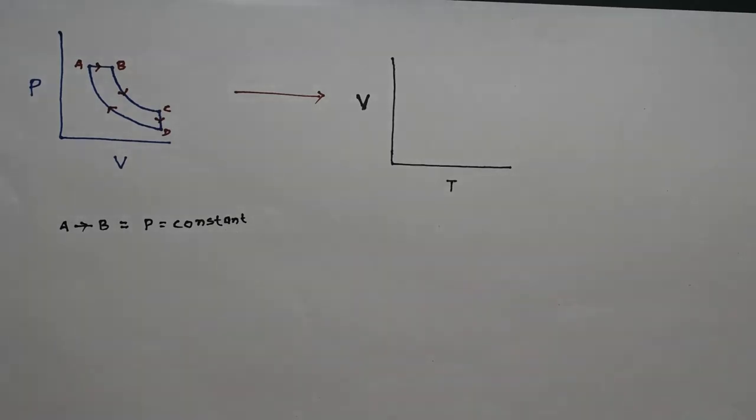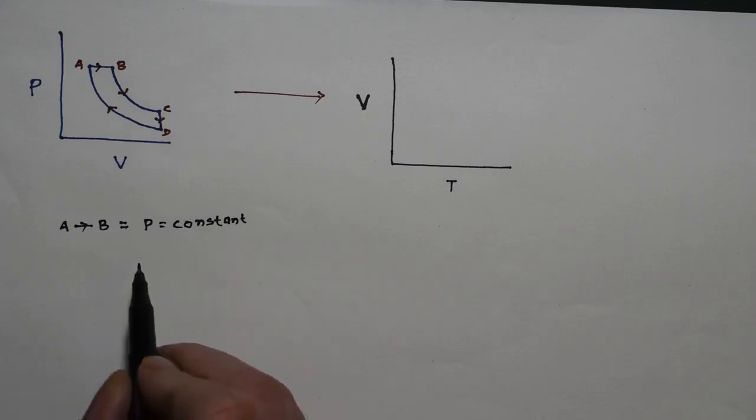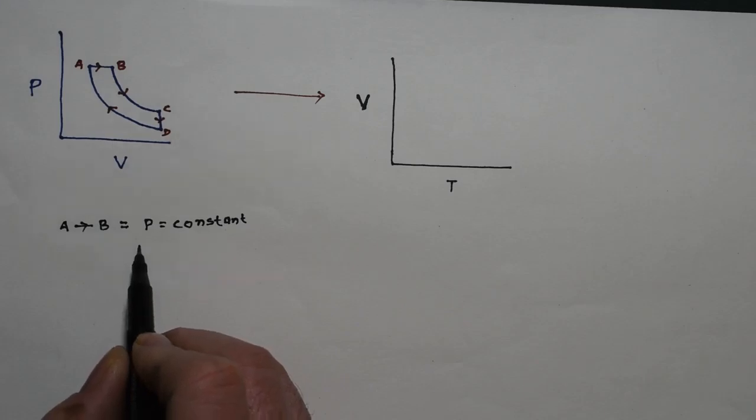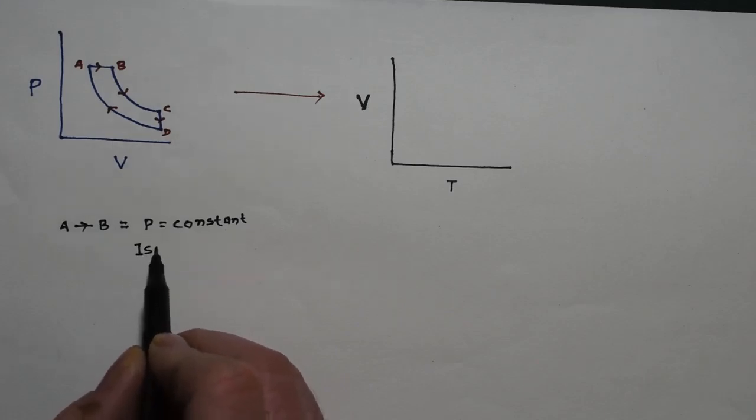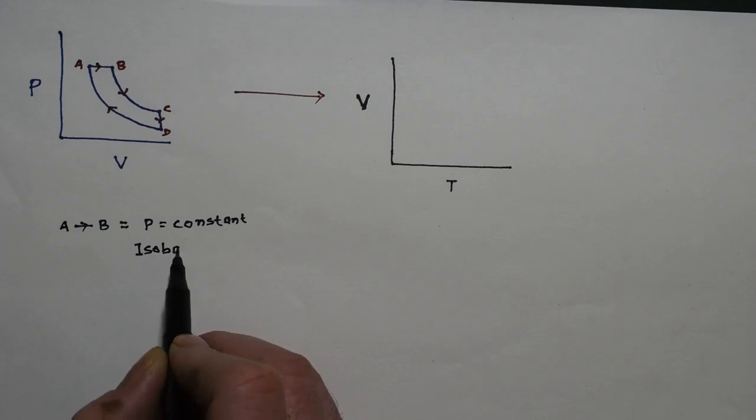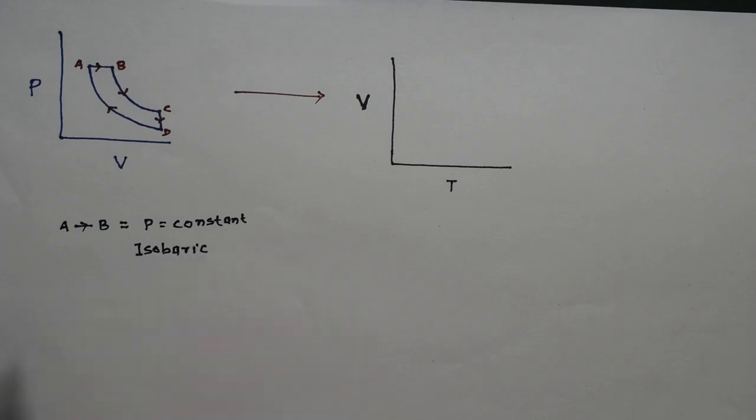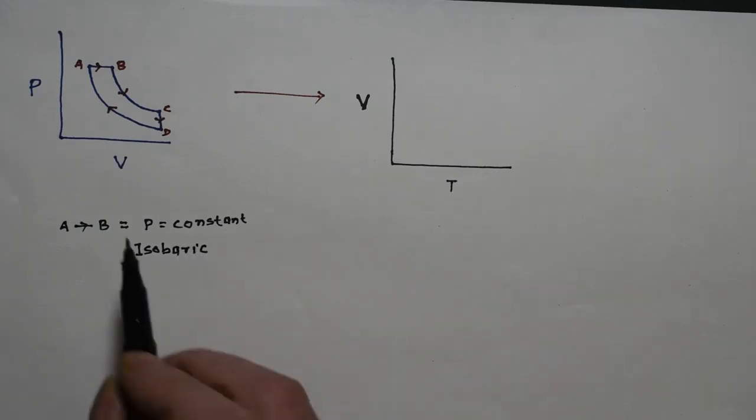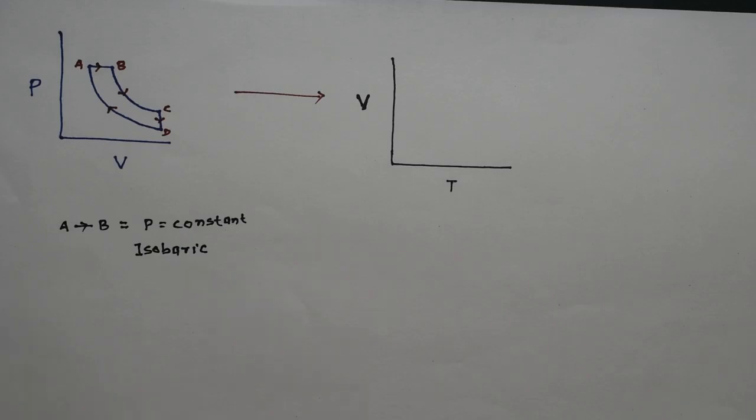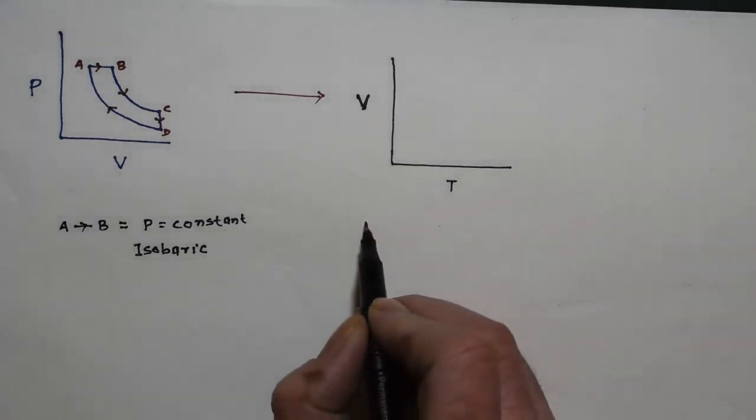and volume increases. When the pressure is constant, then such process is called isobaric process. And here volume increases, that means this is isobaric expansion.